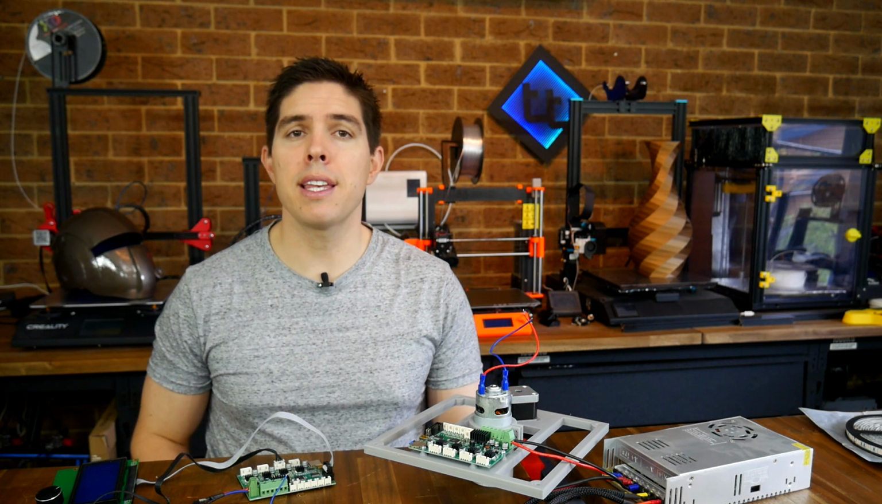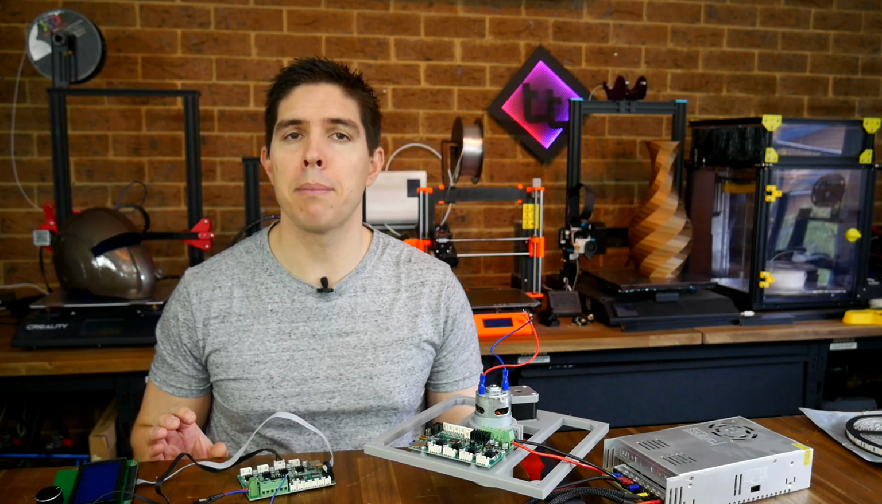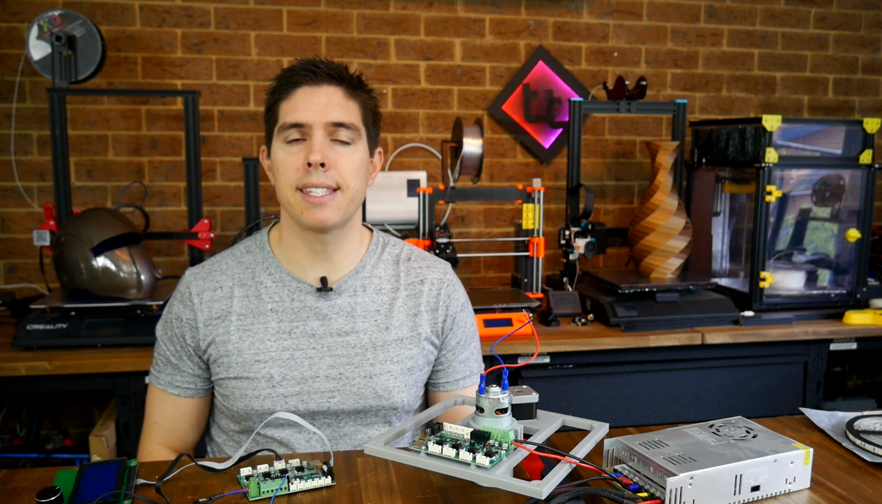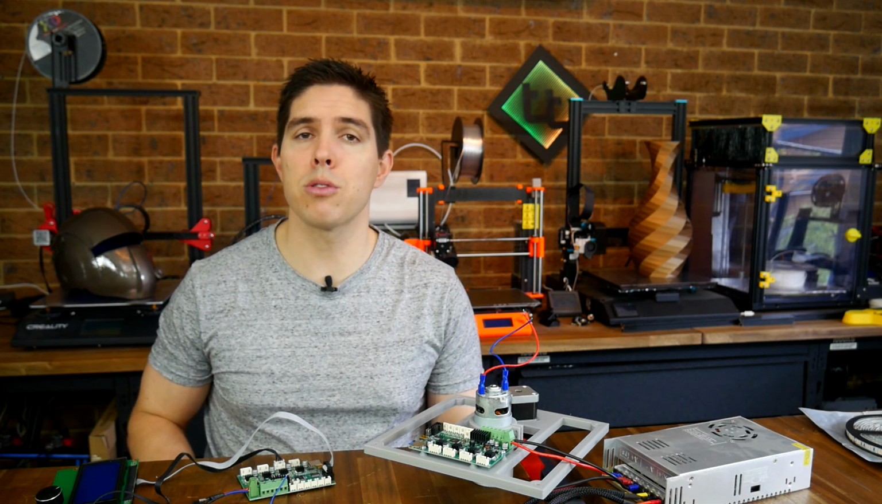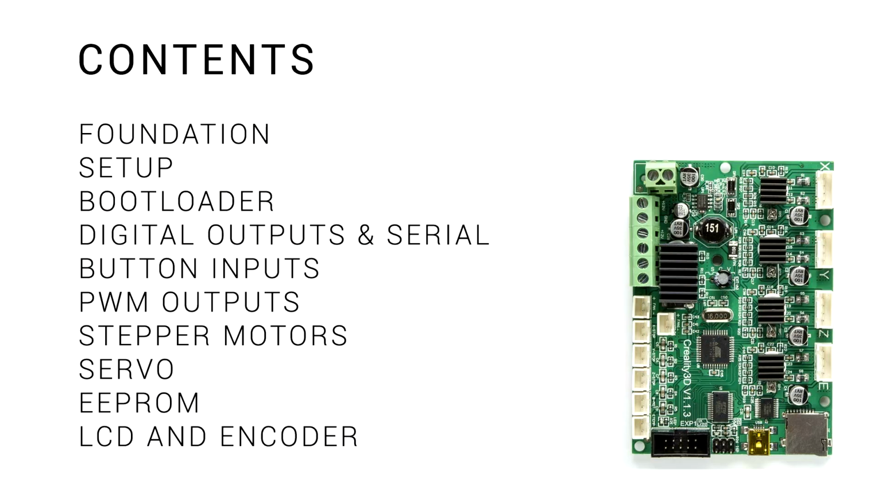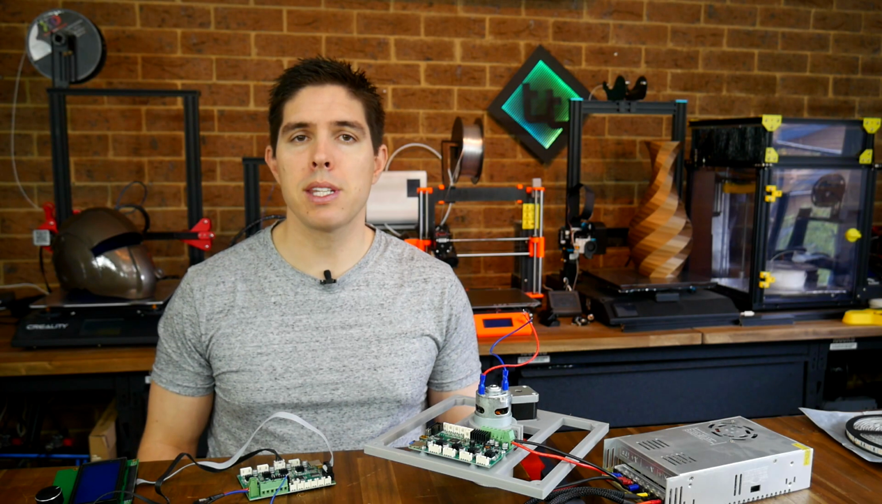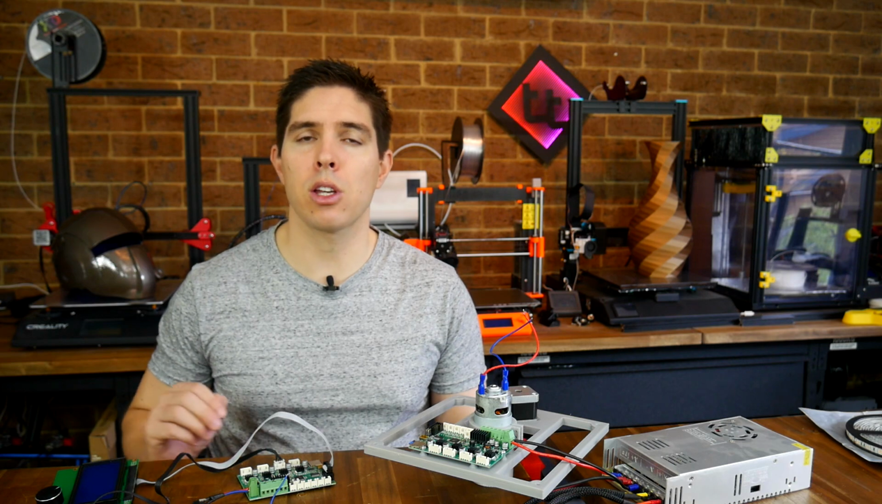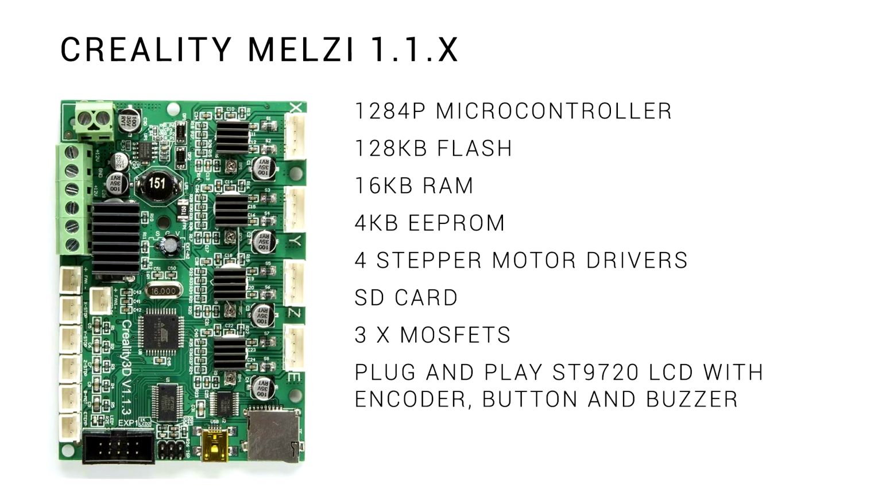A lot of people don't know this, but 8-bit 3D printer mainboards are built on Arduino and have a lot of similarities to an Uno or a Mega. In this video, we're going to look at setup and then go through a set of logical scenarios for input and output that someone might like on a typical Arduino project. The principles here should apply to almost any 8-bit 3D printer mainboard, but I'm going to focus on the Creality Melzi, as found in the CR10, Ender 3, and Ender 5.